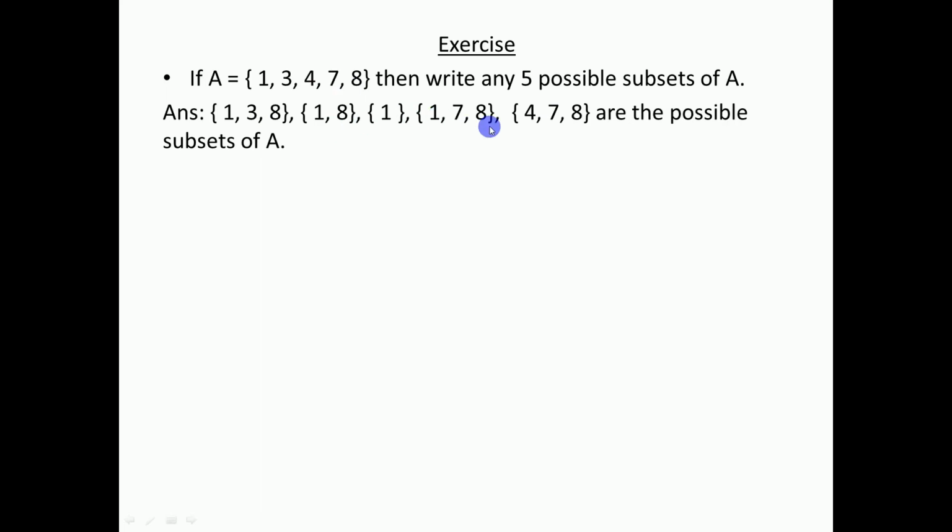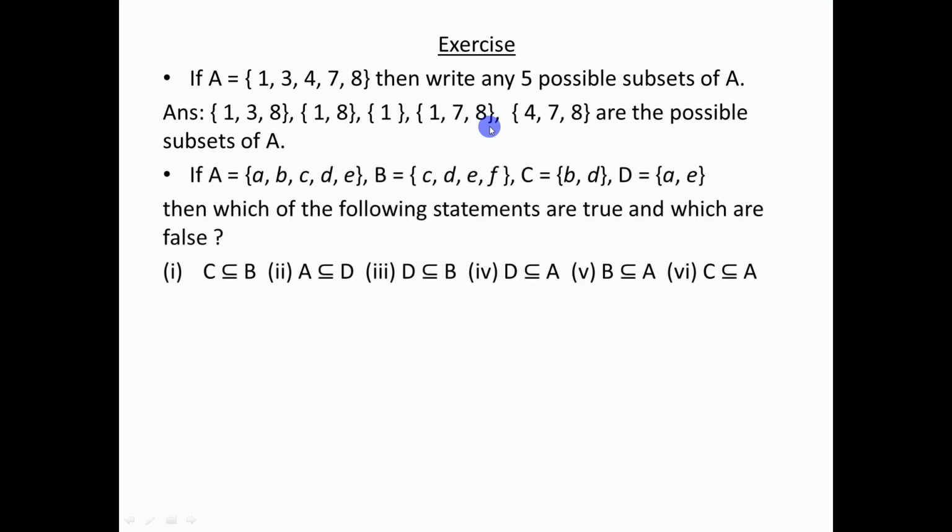I hope you understood this. Now the next question goes like this. Set A has elements a, b, c, d, e. Small letters. Set B has elements c, d, e, f. Set C has elements b, d, and set D has elements a and e. Then which of the following statements are true and which are false? We have been given these 6 statements and we have to tell which are true and which are false. So the first one is saying that C subset B.